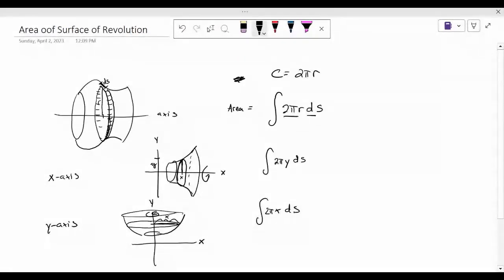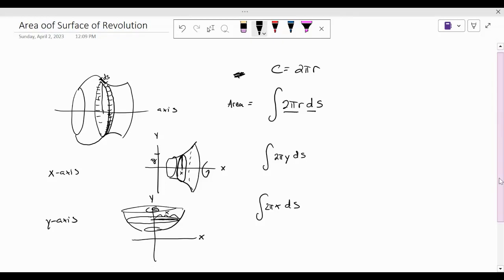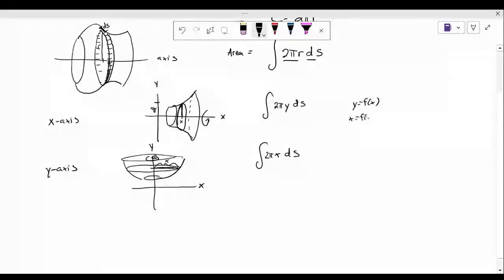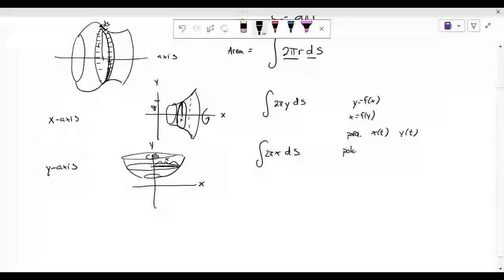So that's one factor, right? Which axis are you rotating about? X-axis, then it's the y variable that plays the role of the radius. Y-axis, then it's the x variable that plays the role of the radius. And then the second factor would be how this curve is given. Is the curve given where y is a function of x? Is the curve given where x is a function of y? Is the curve given parametrically? Or is it like a polar curve, right? So again, those cases come up with surface area.